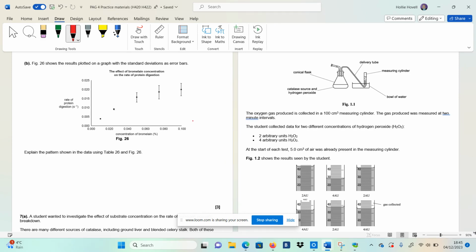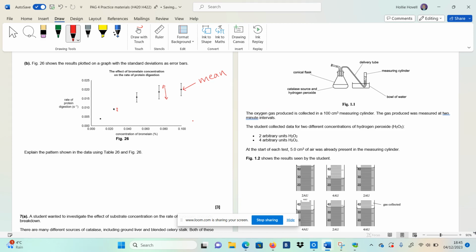Figure 26 shows the results plotted on a graph with the standard deviations as error bars. So the mean is shown by this dot here in the middle. Okay, and then we've got these error bars, which are the standard deviations. So this one here has the largest standard deviation. You can see that's the biggest there. This one's so tiny you can barely see it. All right, so these error bars here show us the standard deviation.